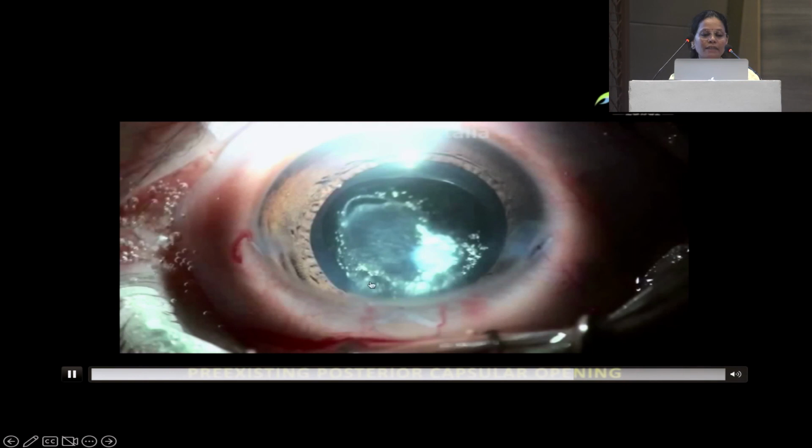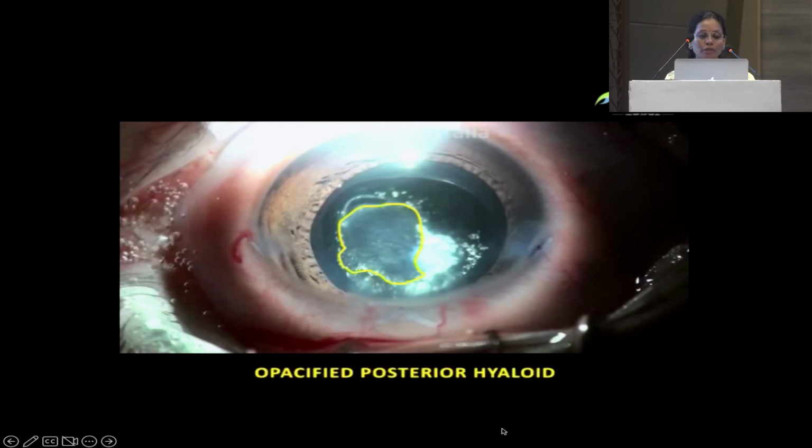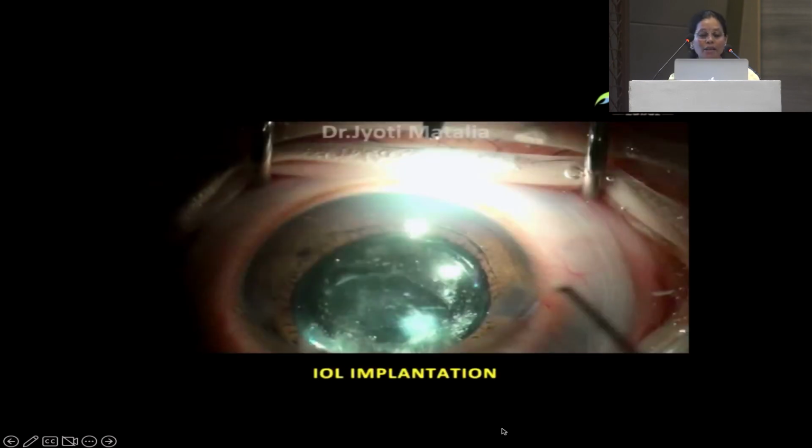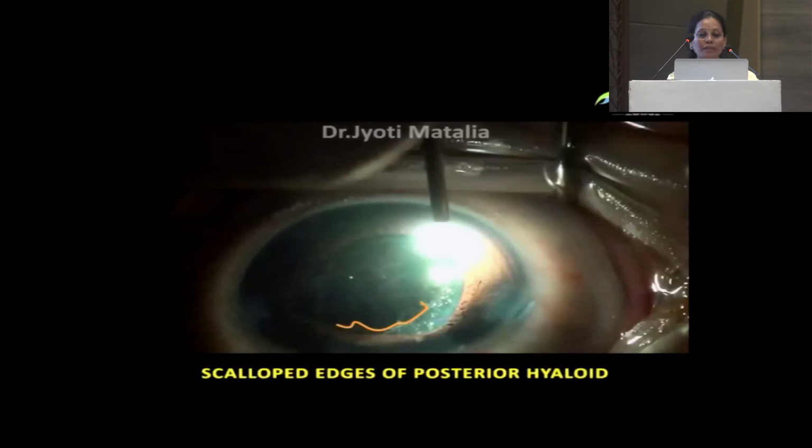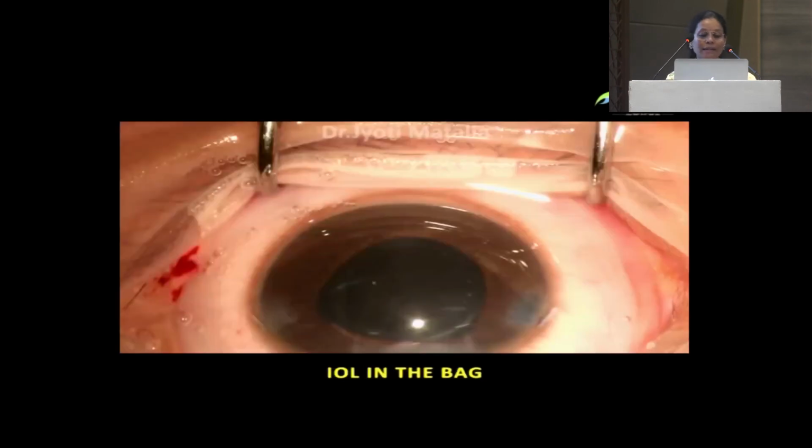So in this case, if there's already an existing one which is large, you can see there's also opacification of the vitreous phase. What we can do is first you implant the lens in the bag, as you can see, and thereafter do an anterior vitrectomy to clear the area. So you're ensuring that the lens is in the bag. This is the other technique where the IOL is first put inside and then you do a vitrectomy.